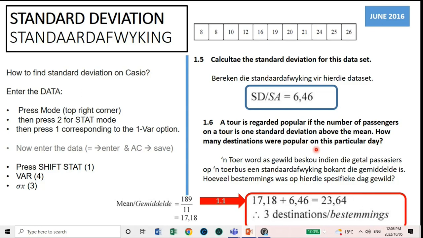If I change this question and I say a tour is regarded popular if the number of passengers is 2 standard deviations above the mean, then you would have a 2 over here in brackets, and then you would just get that calculation. So where did they get the 3 from? Well, we have to go check now. 23.64. Oh, it's there. Look at the table. And there. And there. Because 21 is below that. Can you see? So 23.64. It's 24, 25, and 26. So 3 destinations we have. Very, very important questions these. And there it shows with the little ticks.